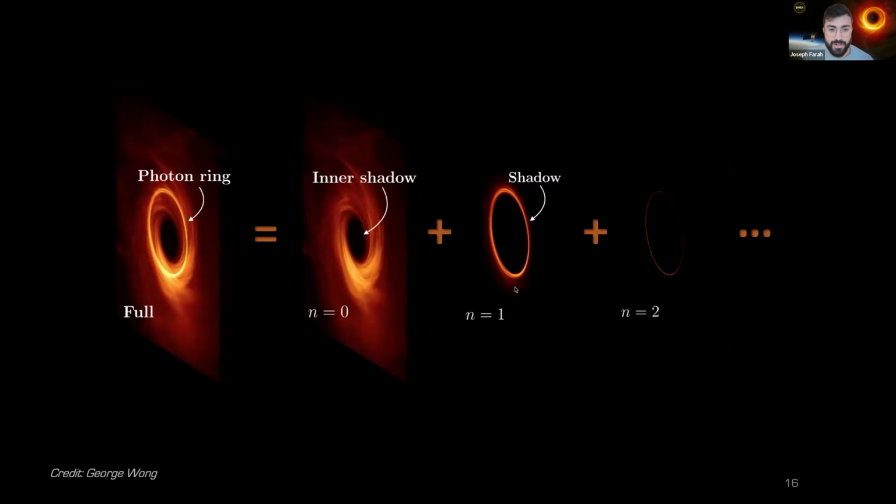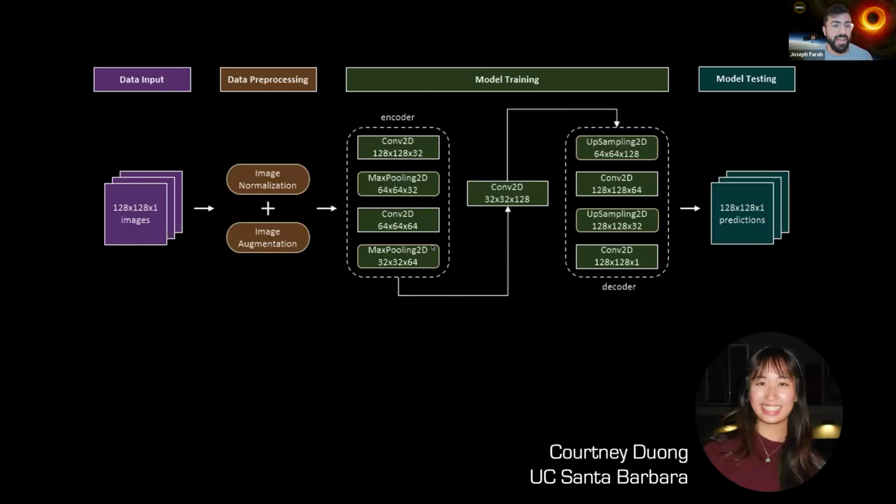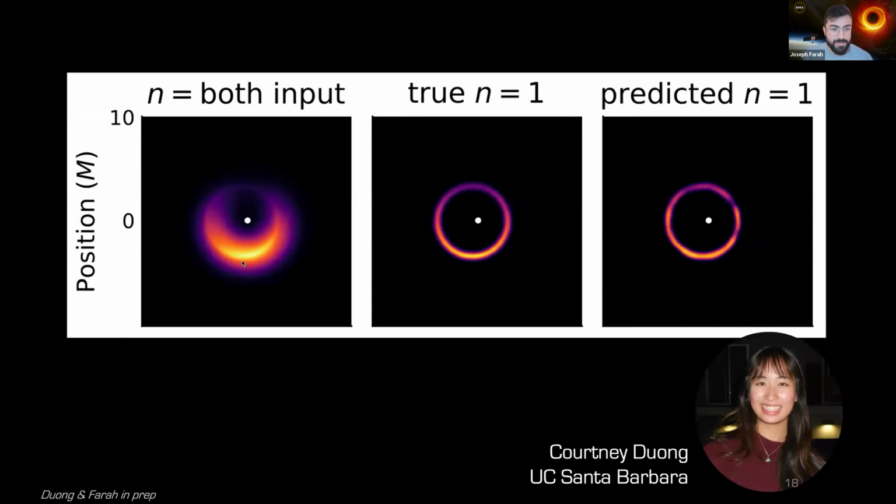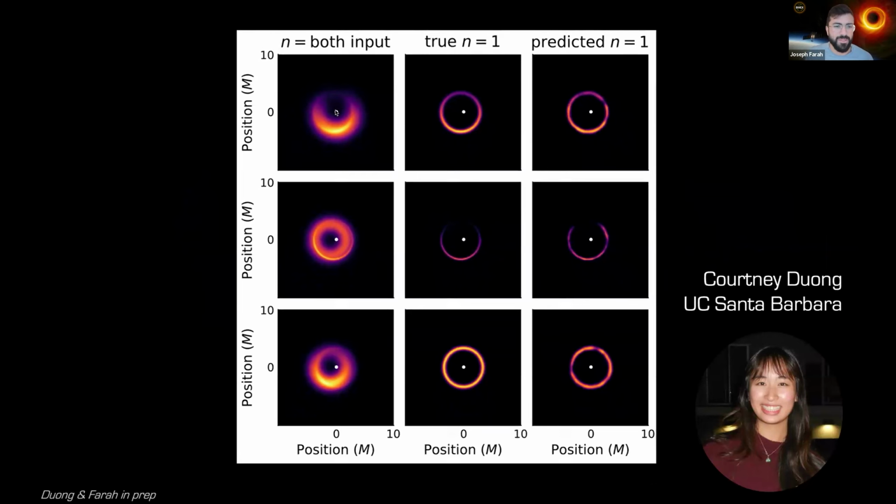So I've been working with a student at UCSB. Her name is Courtney Dong, and she has been developing a convolutional neural network that extends what we did. Instead of measuring spin, this network takes in an image and spits out another image. The image that it takes in has multiple subrings, as you can see here. This image on the left has both a thick n equals 0 mimicking ring and a thin n equals 1 mimicking ring, and this is the real n equals 1 mimicking ring. Then it cleans the image of the diffuse emission and leaves just the perceived n equals 1 subring. Here it's operating on a couple more examples.